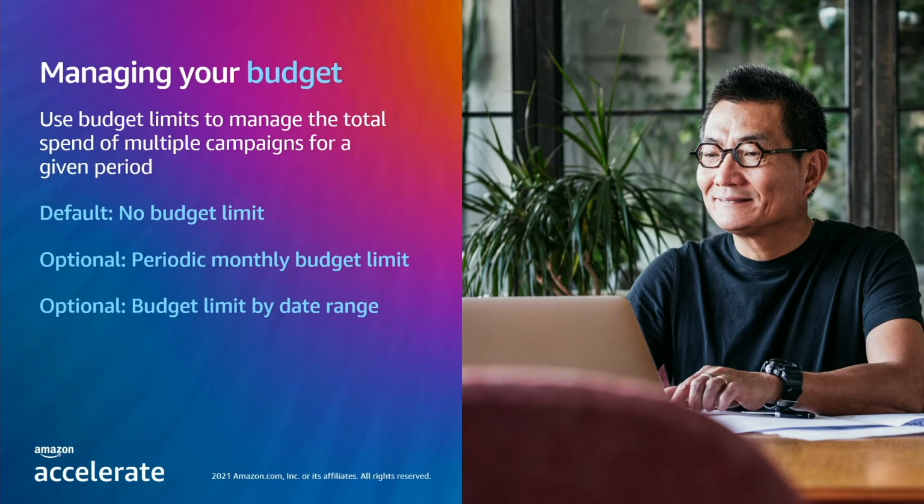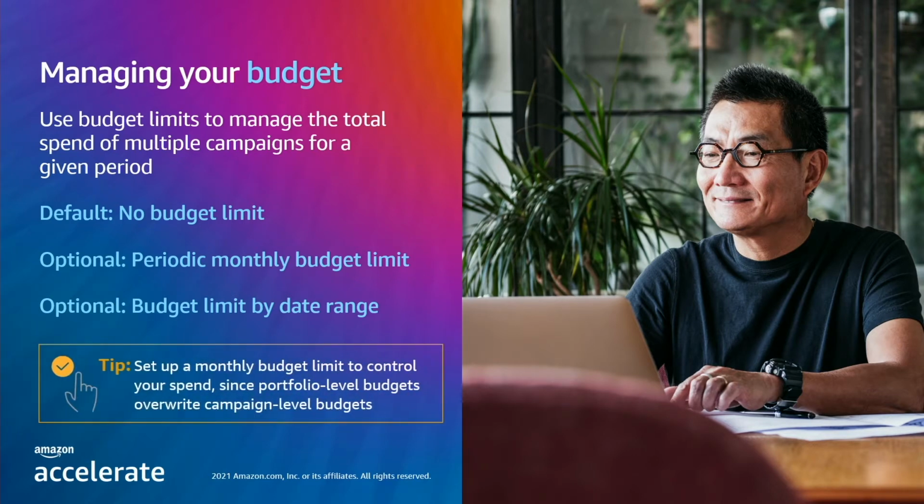You can also set a budget limit by date range. This lets you select a specific date range for your budget limit. At the end of the date range, if the campaigns aren't running, you can extend the end date to continue publishing. One thing I want to note is that portfolio level budget limits overwrite your campaign level limits.